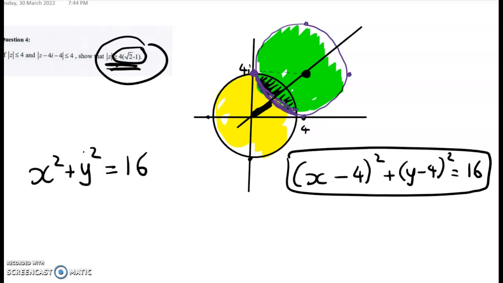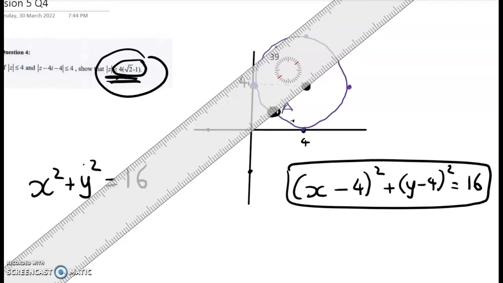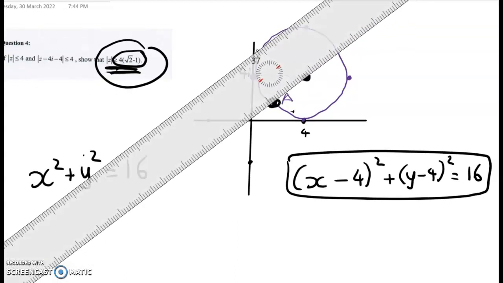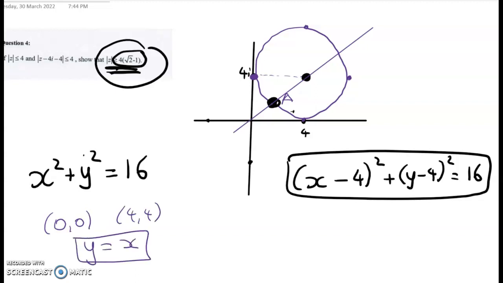We are looking for the point here, which is on both the circles. So I'm going to erase some of this. Let's just clean that up a bit. The point that I'm looking for, I'm going to label point A. Right, so what do I know about point A? Well, point A is on this line here. So it's the line that's going through the origin and 4, 4. We can see from that the line is going to have equation y is equal to x. So the point that I'm after is on this second circle, this one here, and y is equal to x. So I can find the coordinates of point A.